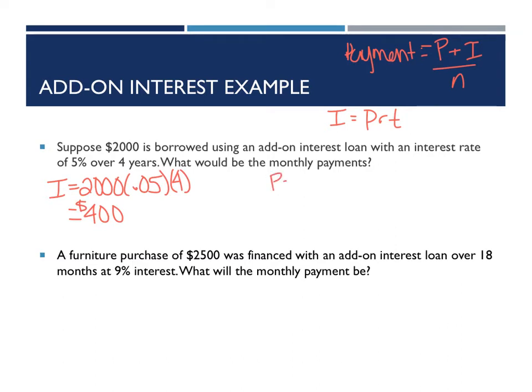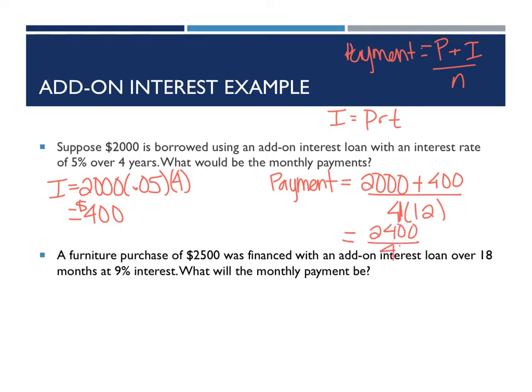Now we can figure out our payment. So you're going to do your principal of $2,000 plus your interest of $400 over how many payments there would be. Well, if it's 4 years, 12 months in a year, then I'm going to have 2,400 over 48. And when you finish that division, you should get $50 per month.